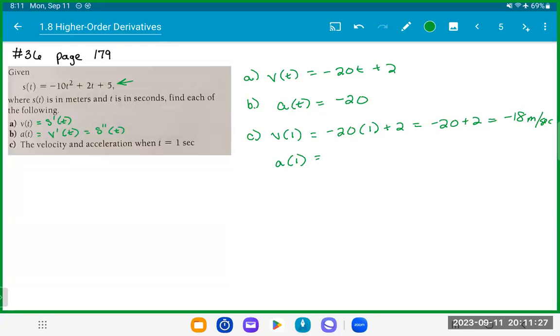Our second derivative, though, is just the derivative of our acceleration function. You could see there's no t value here, so it's just simply -20, and then that's going to be meters per second squared because it is our second derivative. And acceleration, so velocity is single units, acceleration is squared units. Okay, questions?